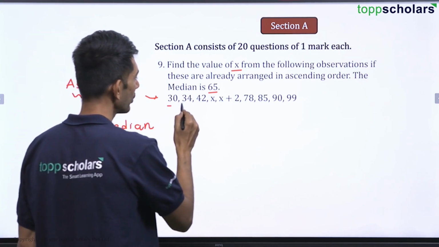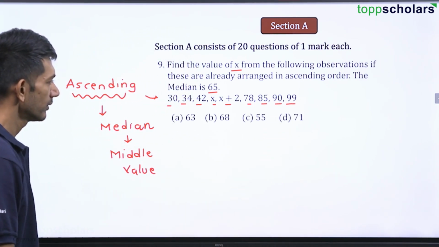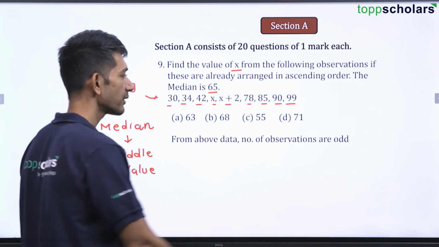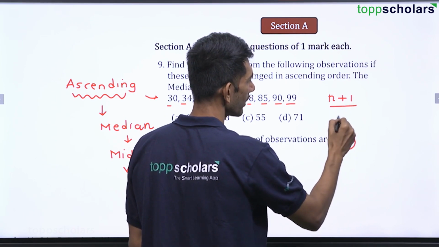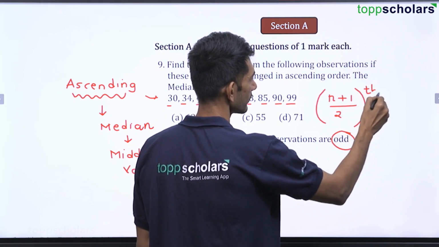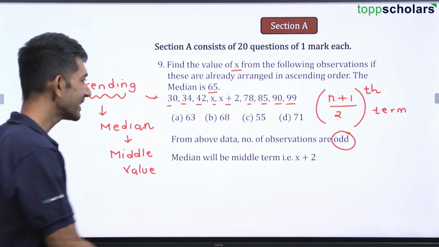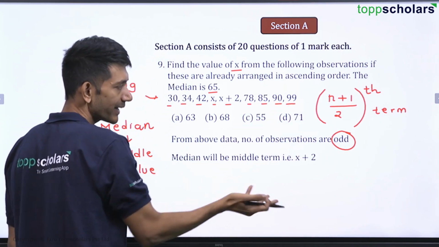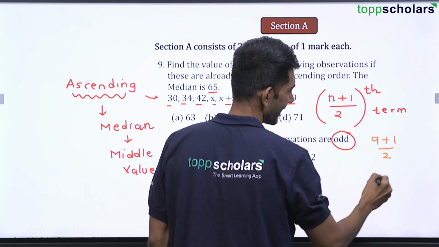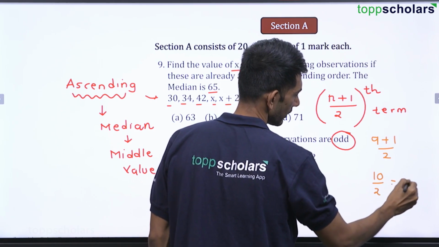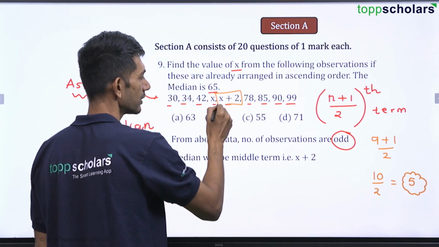How many terms are there? 1, 2, 3, 4, 5, 6, 7, 8, 9, right? Okay. Now, number of observations are odd. We know that when n is odd, the median is the n plus 1 by 2 term. This term is the median. So directly I can say that n plus 1 by 2, understand how did we get to this? N is what? 9. So can I say 9 plus 1 by 2? 10 by 2. 10 by 2 is 5. So can I say fifth term? This fifth term is the median.